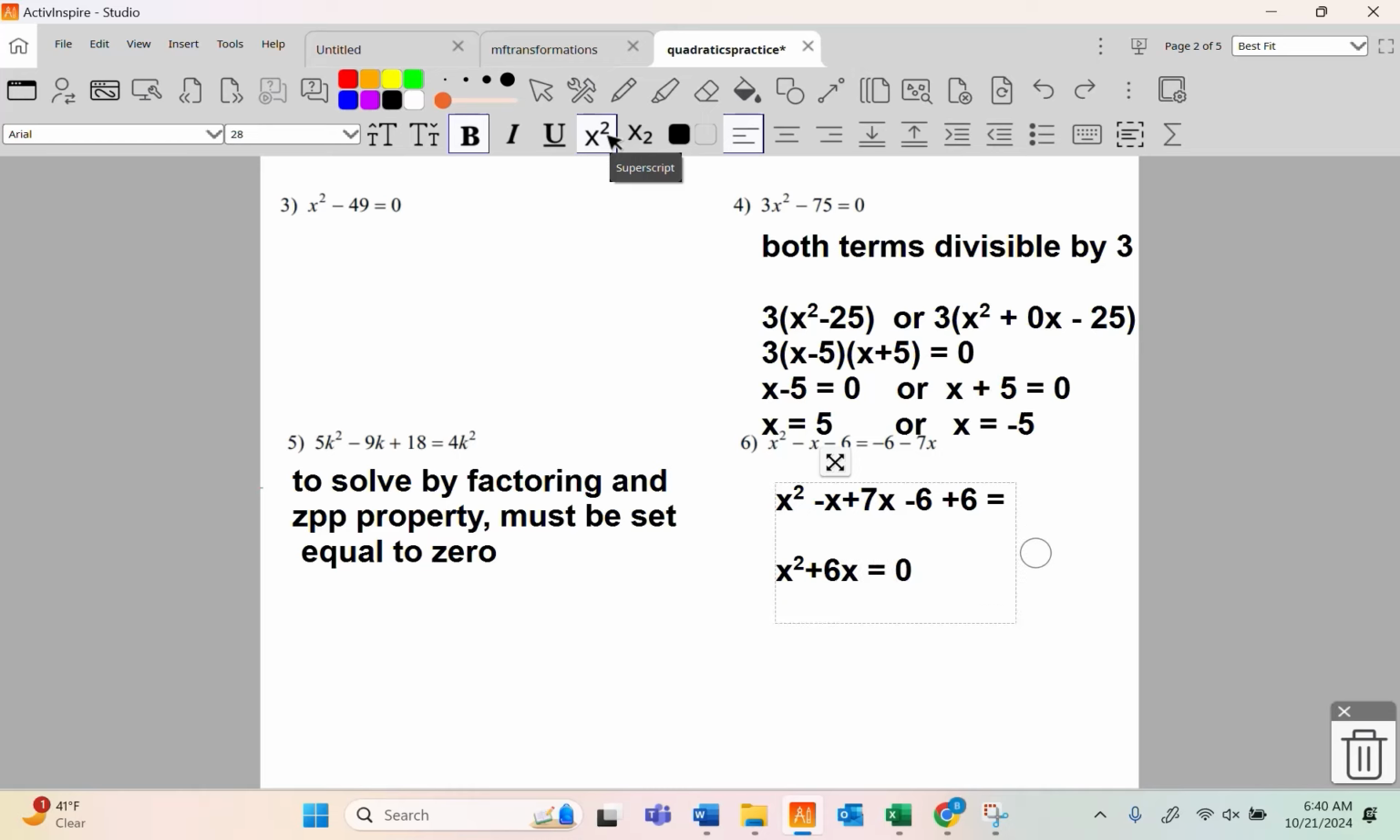Now, how does this factor? Well, this factors by pulling out the common factor, and both terms possess x. That's what I'm looking at, and that's what I notice. Sorry about my voice.